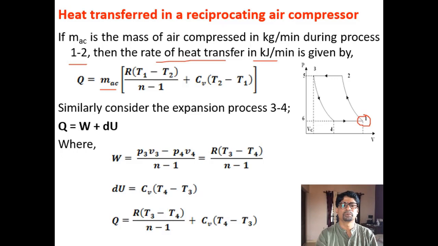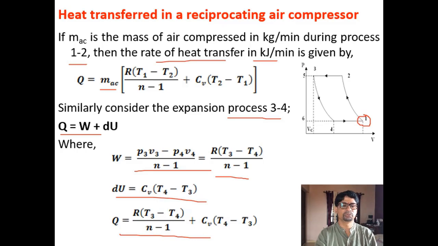Now if you consider the process 3 to 4, again you can apply the equation Q is equal to W plus delta U. So for the expansion process 3 to 4, which is polytropic, the work of expansion is (P3 V3 minus P4 V4) by (n minus 1), which you can express as R into (T3 minus T4) by (n minus 1). And dU, as usual, is Cv dT, that is Cv into (T4 minus T3). And if you substitute in the equation for Q, you will get Q is equal to R into (T3 minus T4) by (n minus 1) plus Cv into (T4 minus T3).